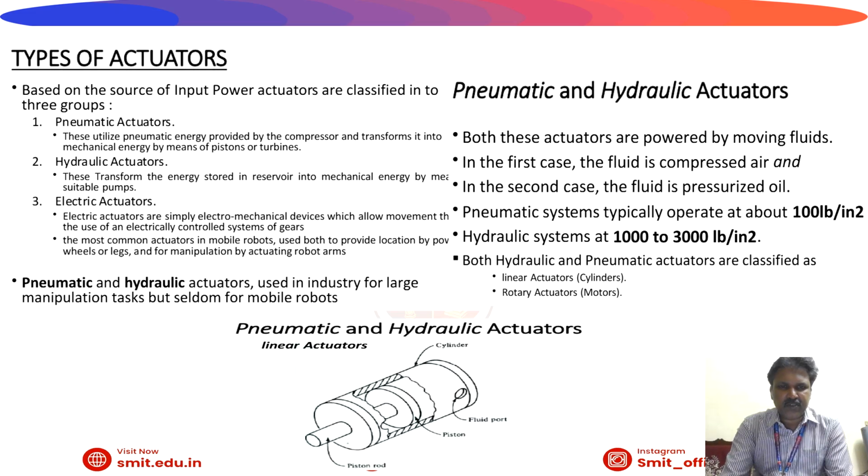Pneumatic and hydraulic actuators are used in industry for large manipulation tasks but seldom for mobile robots. Both these actuators are powered by moving fluids, that is air or oil, which is hydraulic. In the first case, the fluid is compressed air. Second, as I already told, is pressurized oil. They have the ranges mentioned over here: about 100 lb per square inch, and 1000 to 3000 lb per square inch.